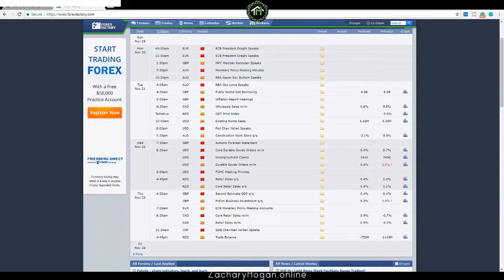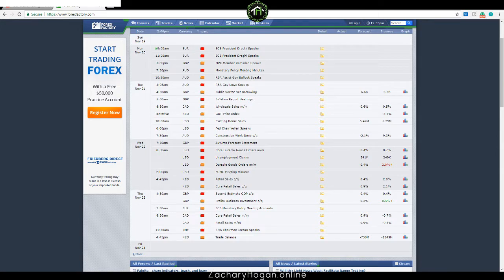Now, we're starting off as usual looking at the economic calendar, going to see what could potentially influence the market. And what I noticed this week, there are a lot of speeches happening. On Monday, we have the European Central Bank president speaking twice during New York session. In the evening, we do have a monetary policy for the Australian dollar, followed by more speeches on Tuesday morning.